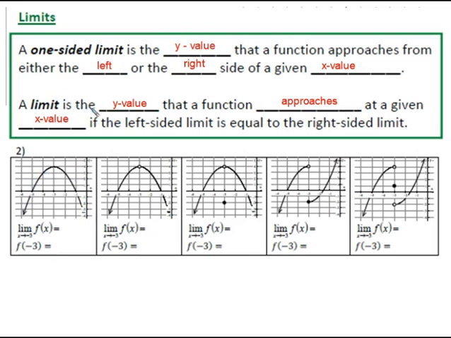But the overall limit, okay, just a limit in general, is the same y value that a function approaches at a given x value if the left-hand sided limit is actually equal to the right-hand side. So if we get the same answer from the one-sided limit, if we go from the left and the right and get the same answer, then that specific answer, that specific y value, is the overall limit of the function. So these can be a little bit tricky because we might get one answer from the left, which is different from the right. We might get an answer on the right, and we might not even get an answer on the left. A few different things can actually happen here.